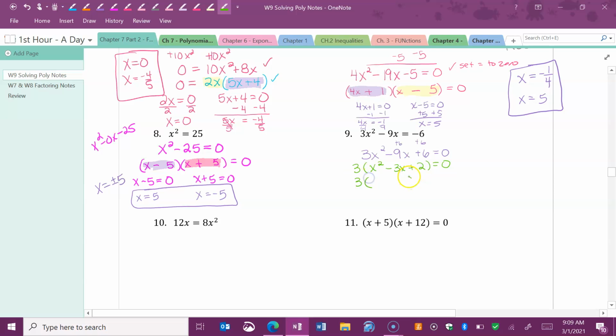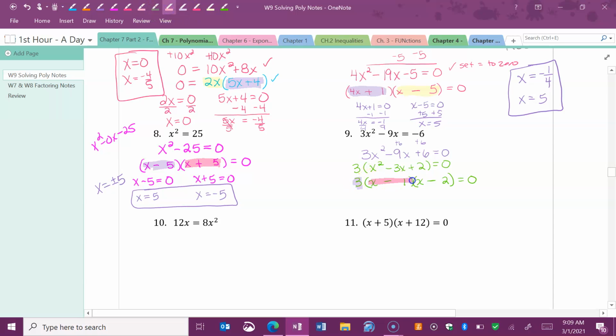I then need to continue to factor that quadratic. I know that it needs to be x and x, and it's only got to be 1 and 2. I need it to be a positive 2, but a negative 3x, so therefore they're going to have to both be minus. Let's just double check that. X times x is x squared. X times negative 2 is negative 2x. Negative 1 times x is negative 1x. Yep, that gets me negative 3x. And negative 1 times negative 2 is positive 2.